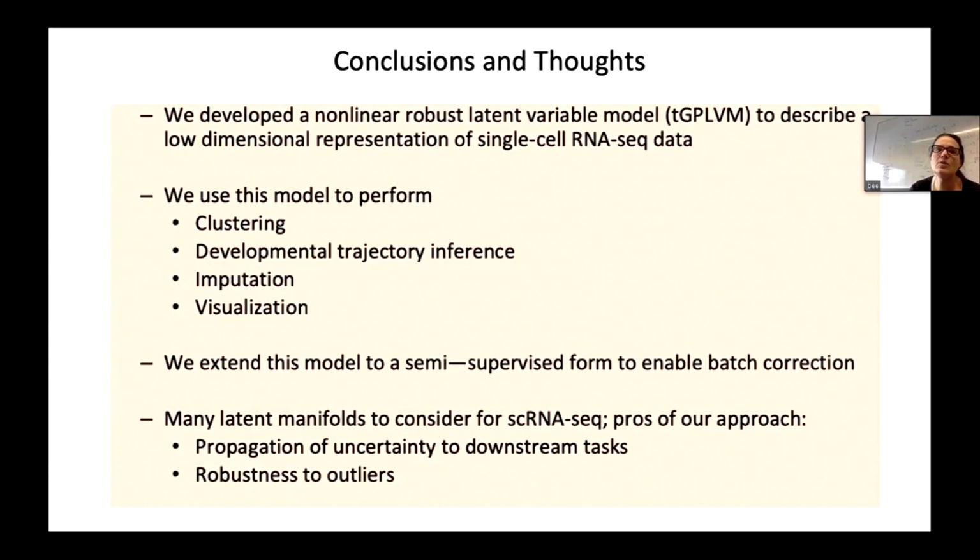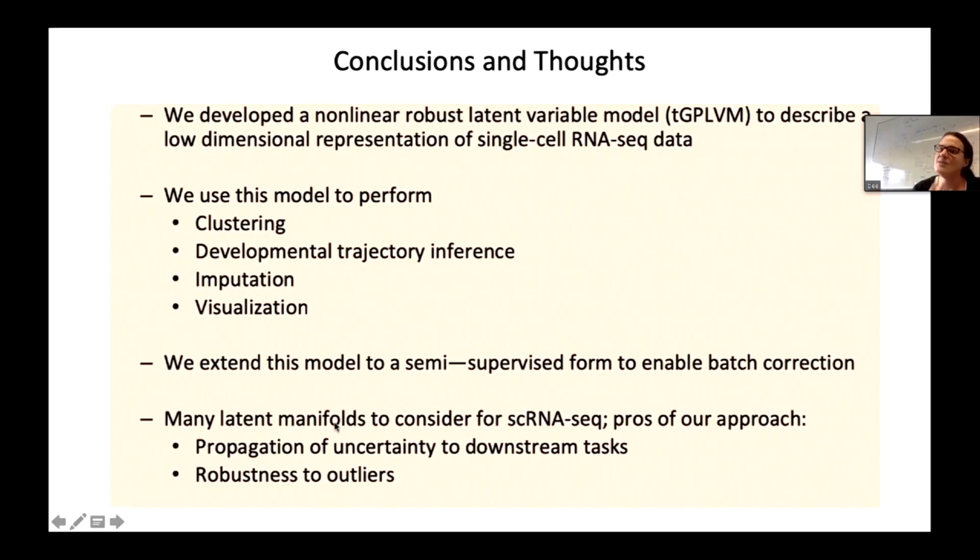So in conclusion, we developed this nonlinear robust latent variable model to model RNA sequencing in a low dimensional representation. We can do a lot of different things on top of this model, including clustering, developmental trajectory inference, imputation, and visualization. We extend this model to a semi-supervised form of alignment to allow batch correction.